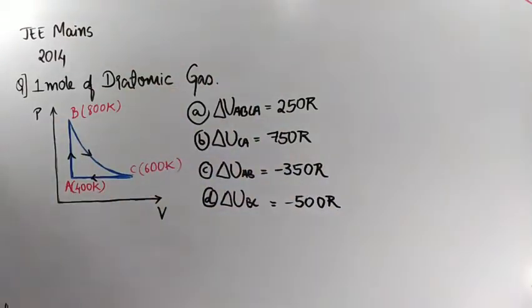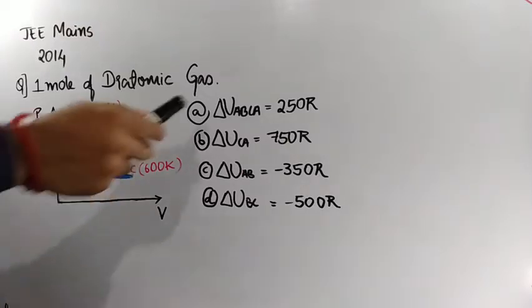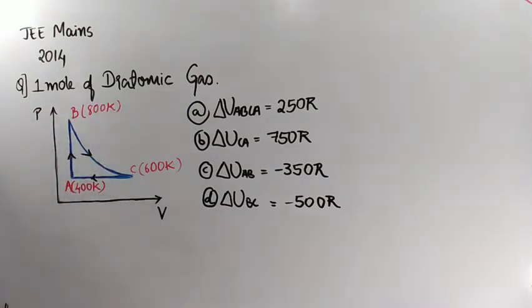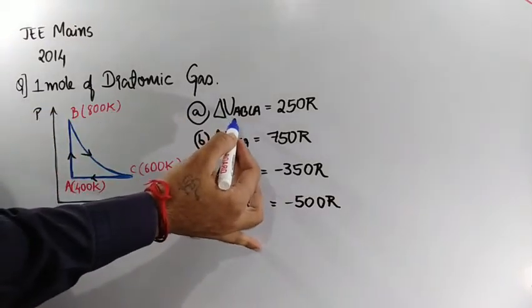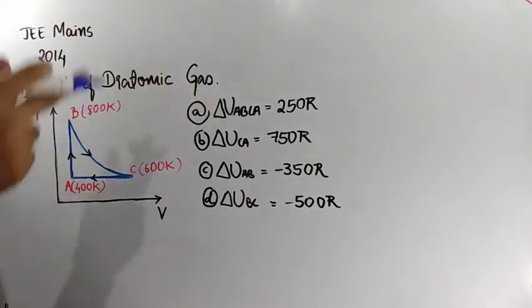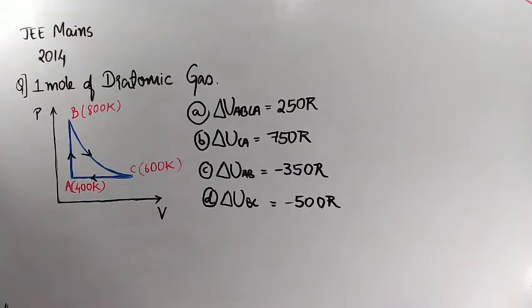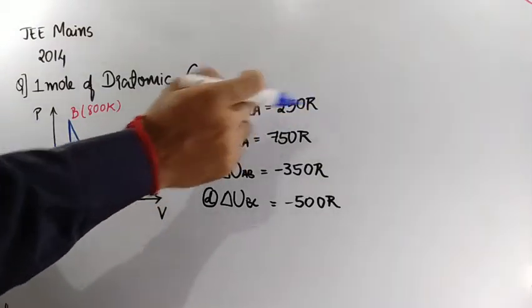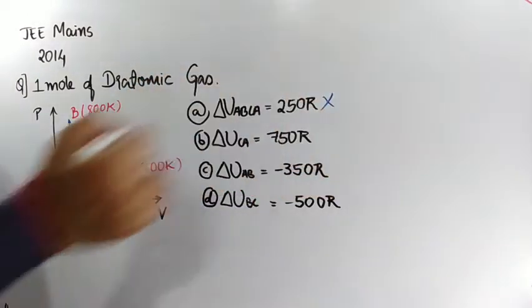Among these 4 options, any one option stands correct for this question. So how to check now? Go from the options only. Verify whether each option is correct or not for the given problem. First, delta U for ABCA is equal to 250 R. Always remember, U is internal energy, a state function. Change of a state function in a cyclic process will be 0. That's why this value will turn out to be 0, not 250. That means this option is wrong.